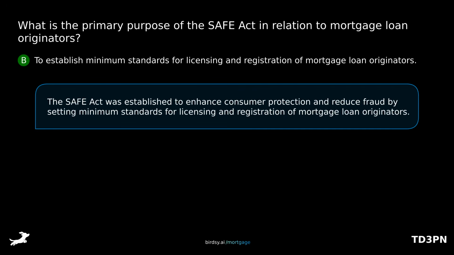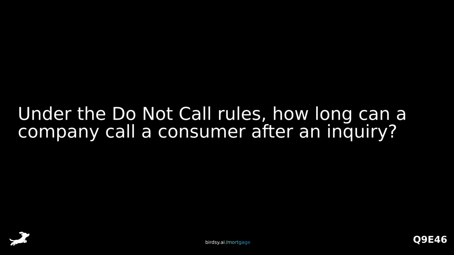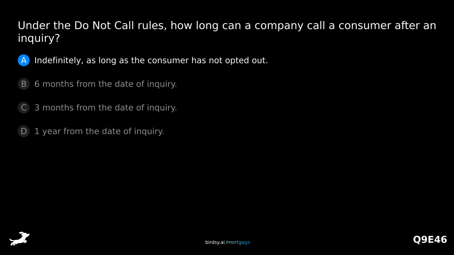of mortgage loan originators. Under the Do Not Call rules, how long can a company call a consumer after an inquiry? Is it A, indefinitely, as long as the consumer has not opted out, B, 6 months from the date of inquiry, C, 3 months from the date of inquiry, or D, 1 year from the date of inquiry? The answer is C, 3 months from the date of inquiry.